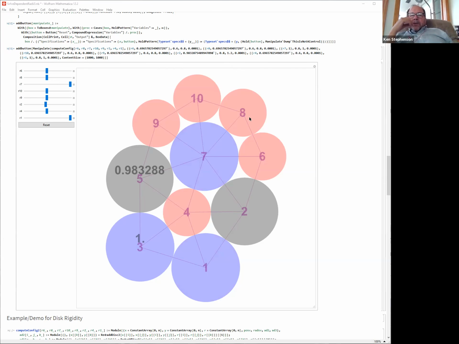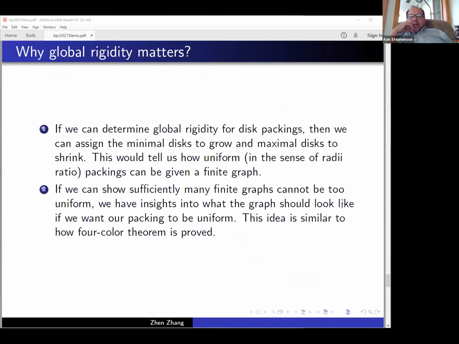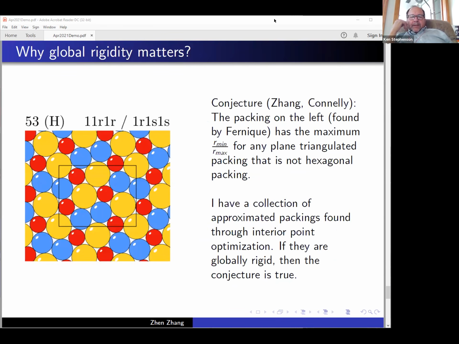Yeah, go ahead, Ken. Yeah, if we go back to the one that you're looking at with Fernique's conjecture, are you saying in that picture that if we look at that, I guess a torus packing, if you want to use periodicity, a torus packing, and that one you'd like to show is rigid? I would like to show that if you want the minimal disk to grow and the maximal disk to shrink, then it's rigid. I see. So that's the specific combinatorics that are of particular importance here. Right. Yeah, okay, thanks.